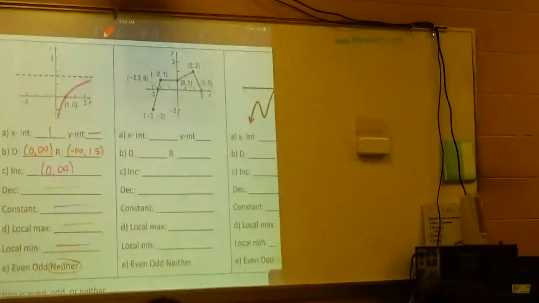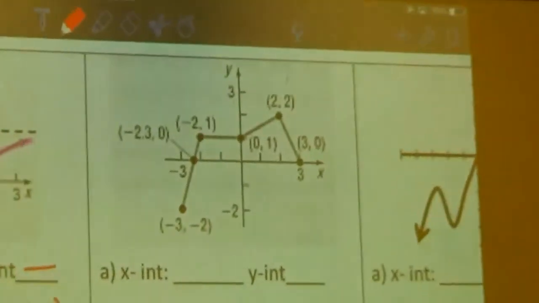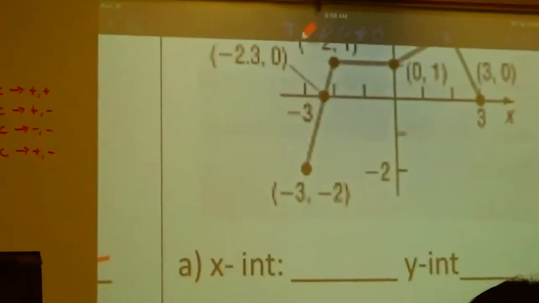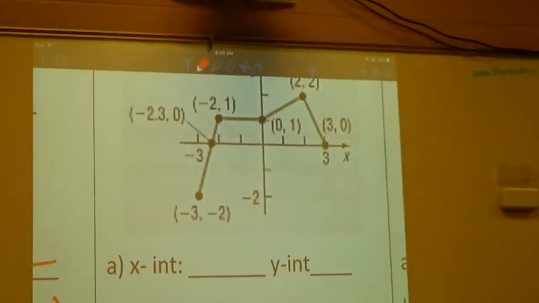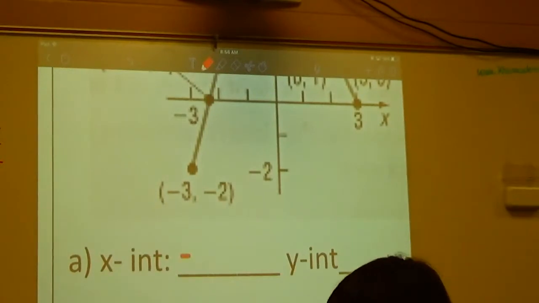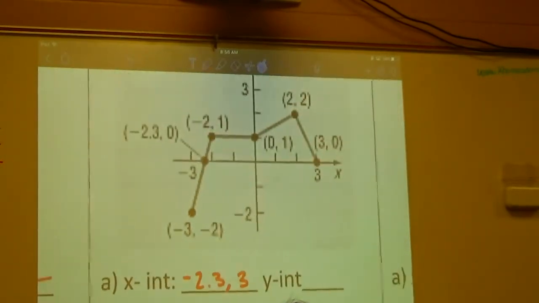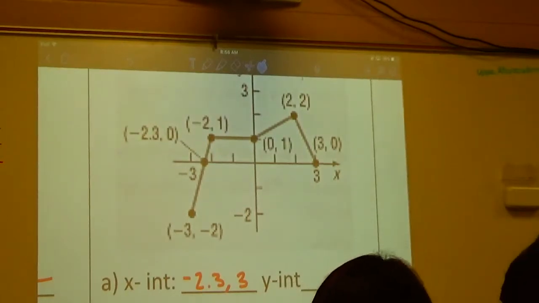Negative 2.3, sorry, that's a little off. I'll say that this time it actually gives it to you, so there's no estimate on that one.